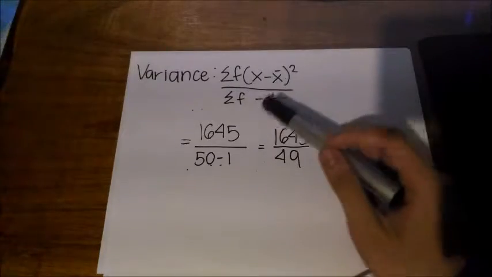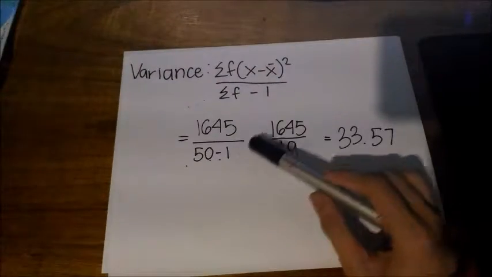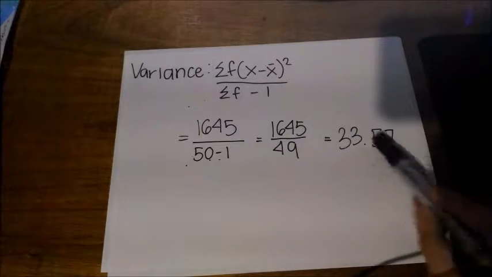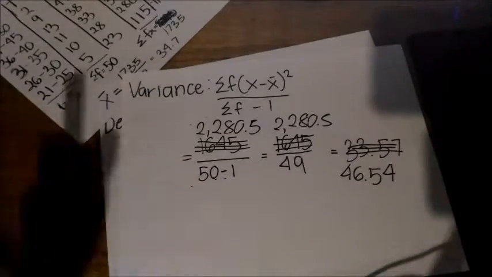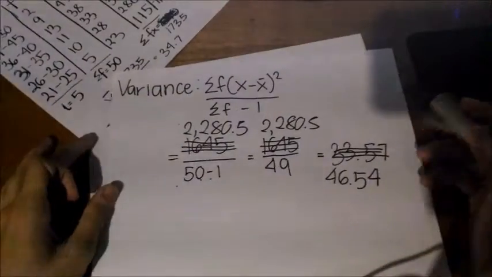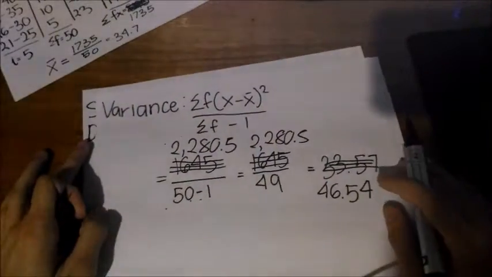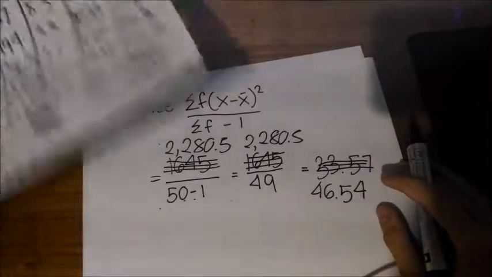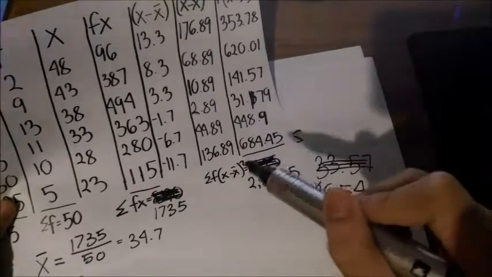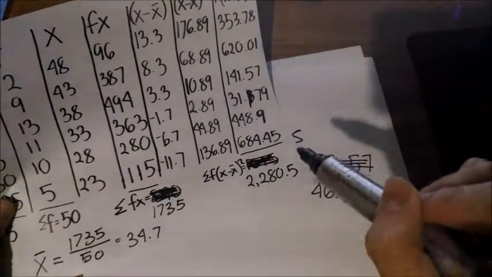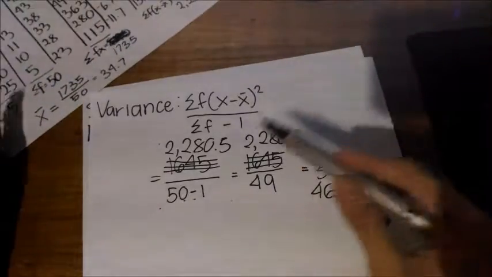Oh wait, what? Why do I have this? Okay, sorry about that earlier. I got the wrong paper. Okay, it should be right. So that was the sum of x minus mean squared.